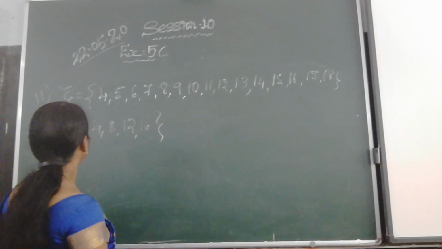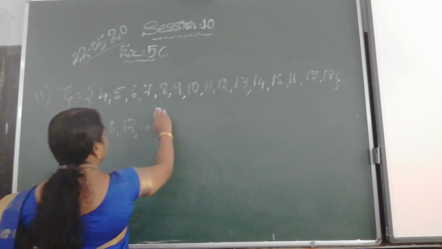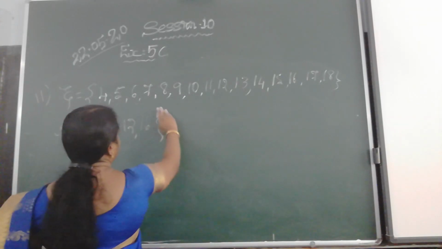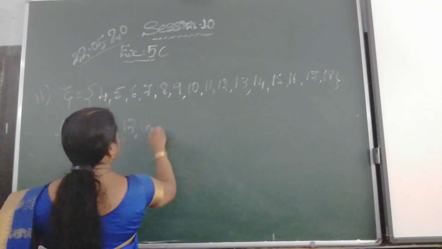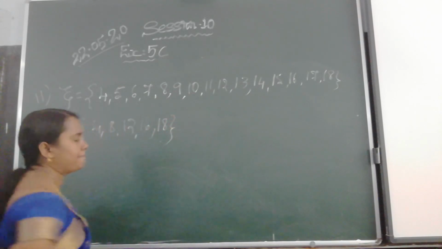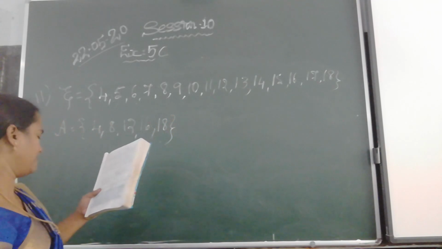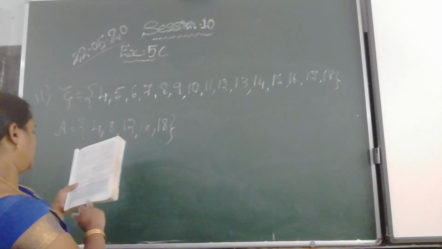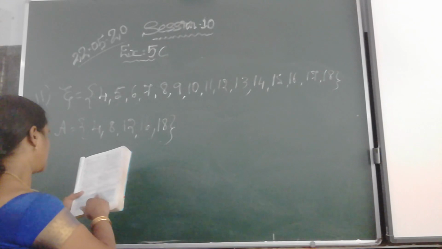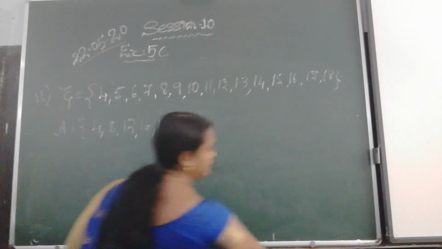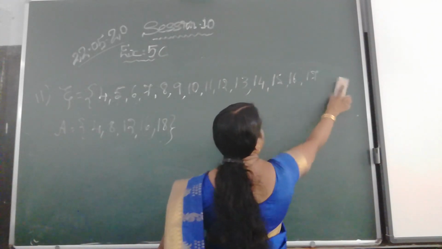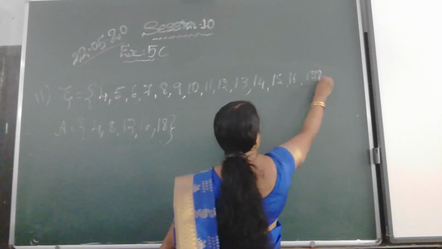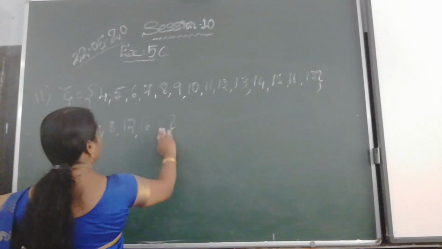Multiple of 8. Okay, we have to write the multiples up to 18 only. Now the next one. Sorry children, the equal sign is not given here, so up to 17 only we have to write it. That means up to 16 only we have to write.